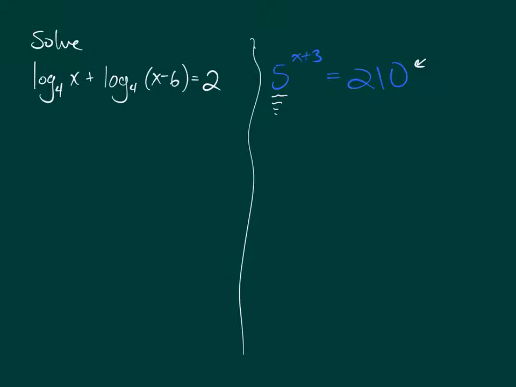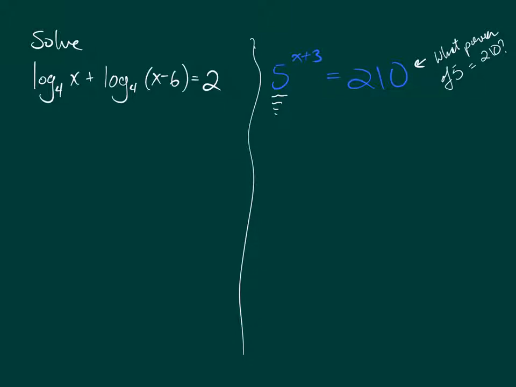But I don't know how to turn 210 into a base 5, because this question, what power of 5 equals 210, I don't know. I know 5 to the first power is 5, that's not 210. 5 to the second power is 25, still not 210. 5 to the third power is 125, still not 210. 5 to the fourth power is 625. That's way too big to be 210. So it's not going to be a whole number.